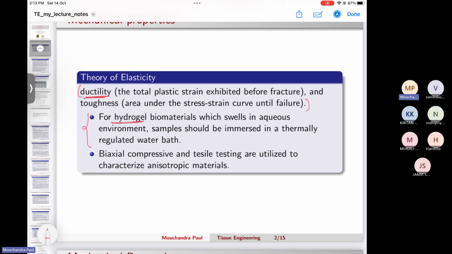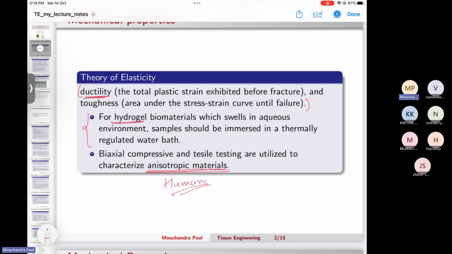Then people also do biaxial testing. In the previous class we said that we apply load in only one direction, say in the x direction or in the y direction. But for those materials which are anisotropic in nature, anisotropic materials are those where at every point within the material you will get a different value of a property. That is called anisotropic. The reverse of that is isotropic materials. All human tissues are anisotropic in nature.